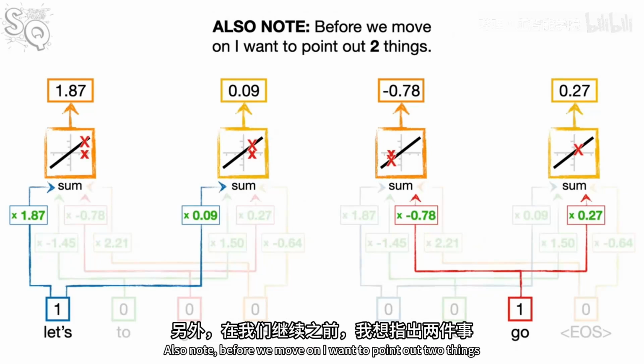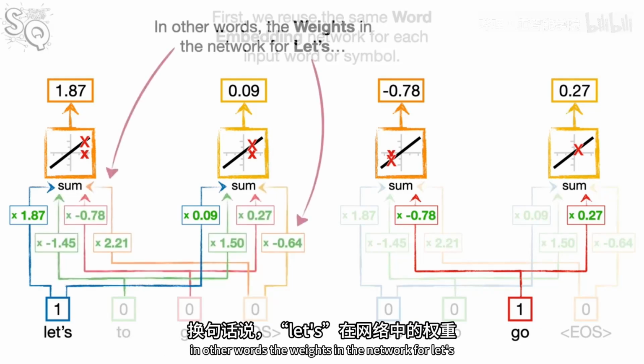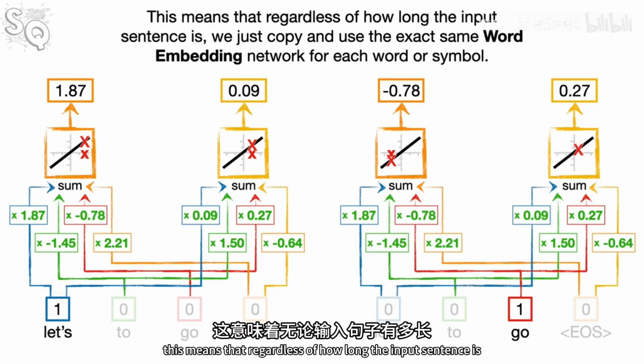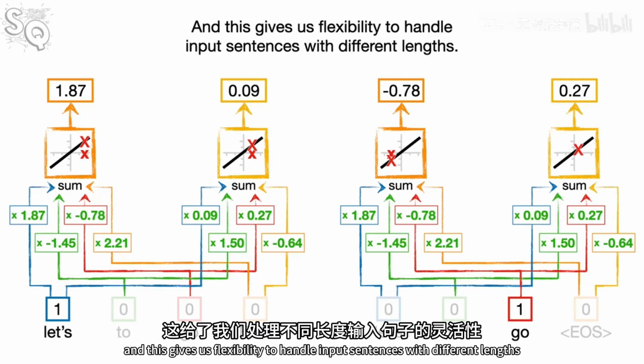Also note, before we move on, I want to point out two things. First, we reuse the same word embedding network for each input word or symbol. In other words, the weights in the network for "let's" are the exact same as the weights in the network for "go." This means that regardless of how long the input sentence is, we just copy and use the exact same word embedding network for each word or symbol. And this gives us flexibility to handle input sentences with different lengths.